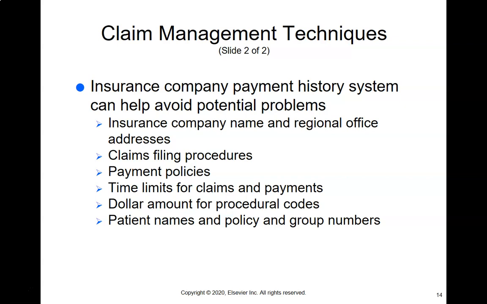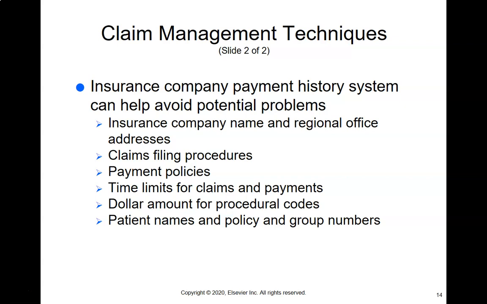The insurance company payment history system can help avoid potential problems. It should include the insurance company name and regional office addresses, claims filing procedures, payment policies, time limits for claims and payments, dollar amount for procedural codes, and patient names and policy and group numbers.